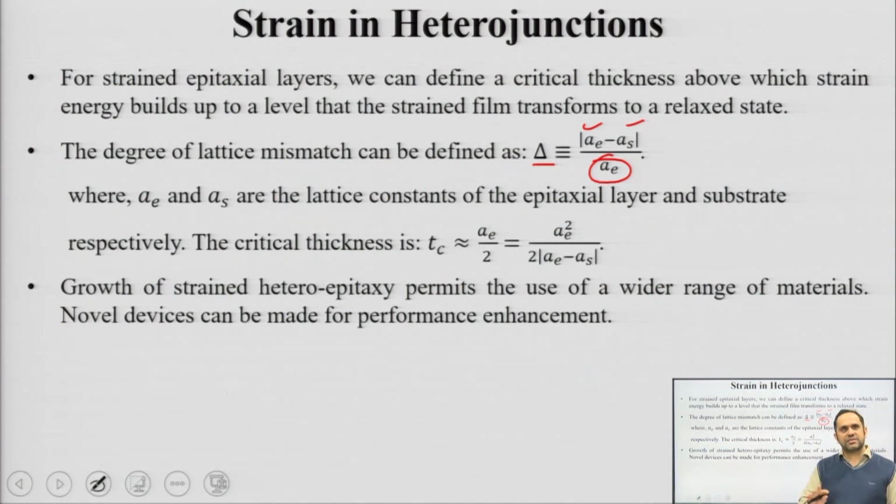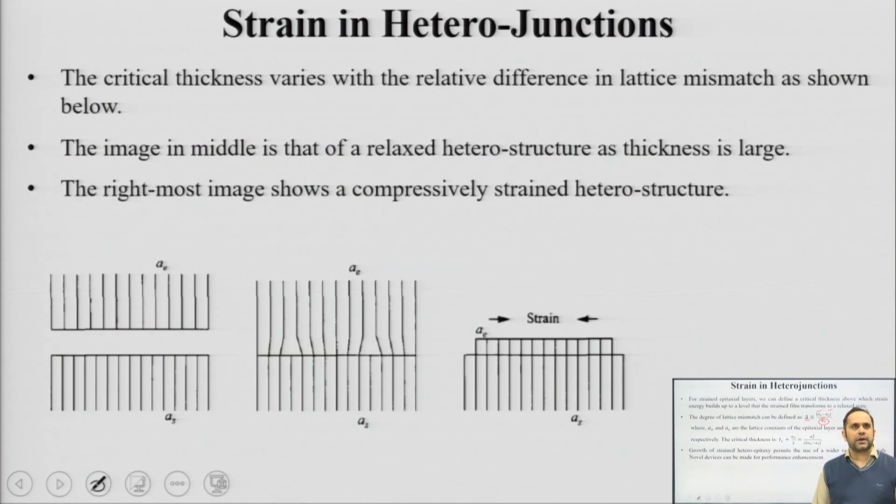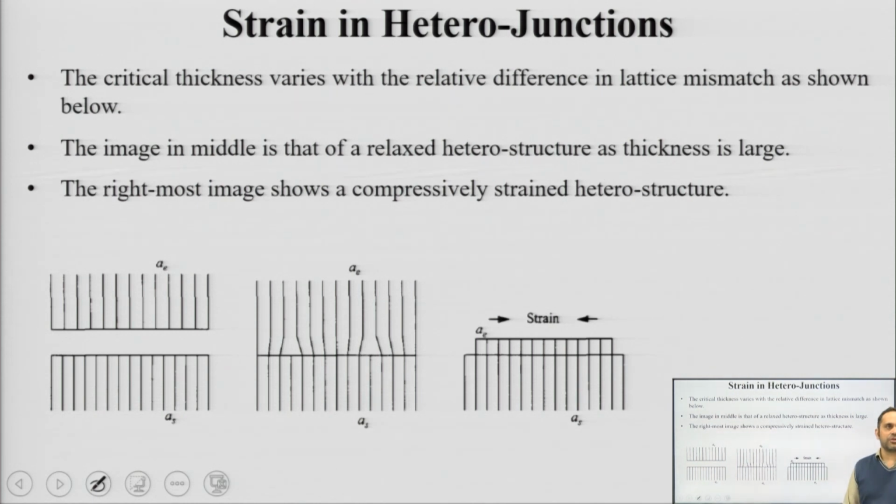And half of this lattice constant of the epitaxial layer is the thickness which you can have. This is the amount of thickness which you can have for the epitaxial layer so that it does not relax itself. This is how it looks graphically, or pictorially. You have two materials being grown on top of each other, and if the lattice constants are different, you produce strain in them.